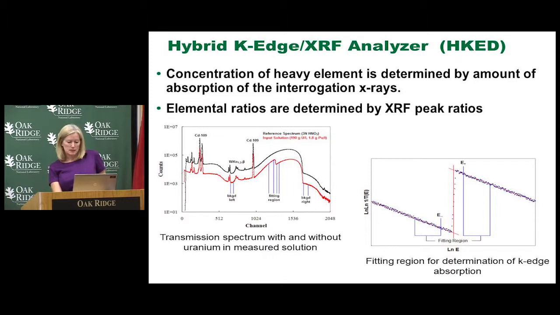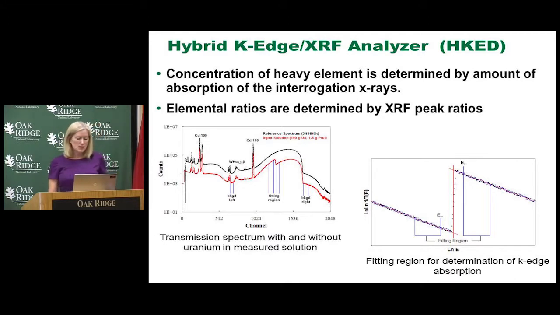So here's the algorithm. Here's the K-edge right here, and the change in the number of X-rays that are detected by the detector. And so we take this region here and this region here and calculate the difference, and that gives us the height of the K-edge.